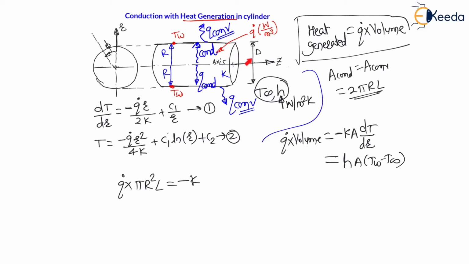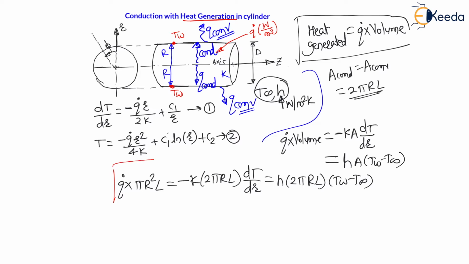For axial direction, the perpendicular area is pi r square, but for radial direction, the perpendicular area is the circumferential area. Therefore, it is 2 pi r into L into dt by dr, is equal to the convection, where the convection area is h, again 2 pi r L into (T wall minus T infinity). With the help of this equation, if I equate the first equation with the last, then I will get the wall temperature, right? And if I equate the first with the second, then I will get the first boundary condition.